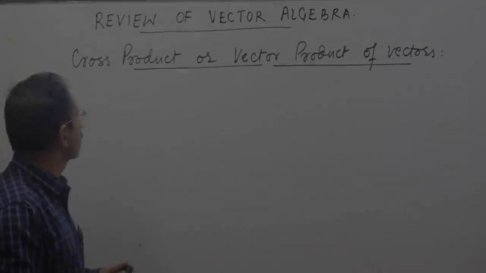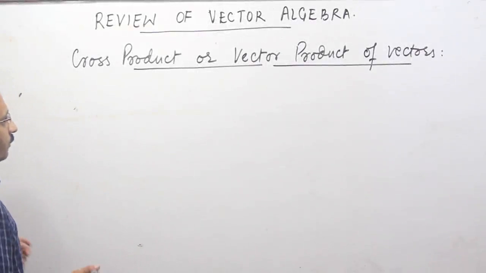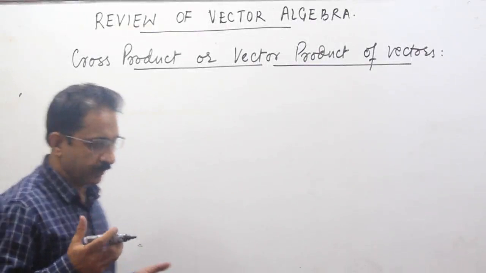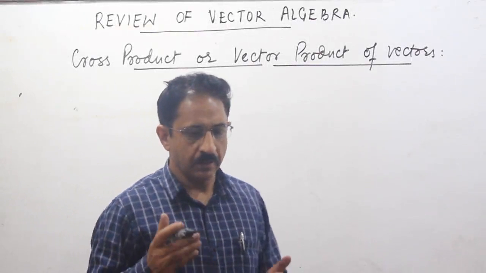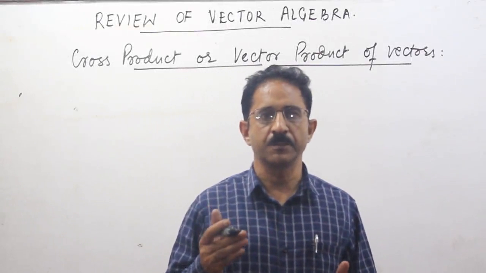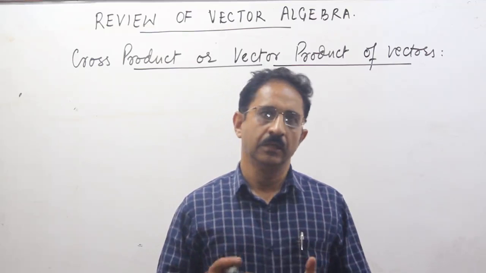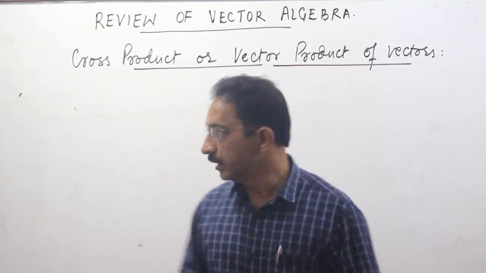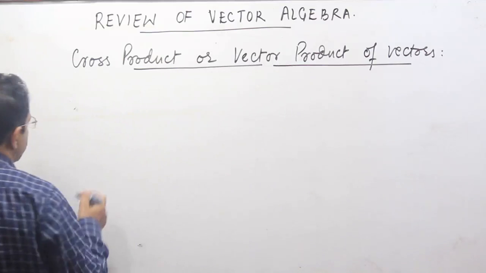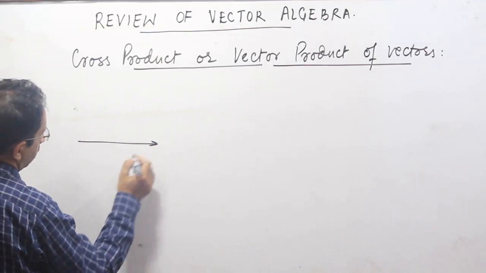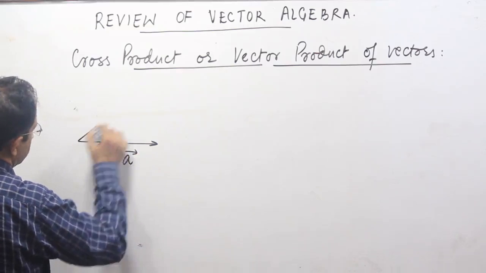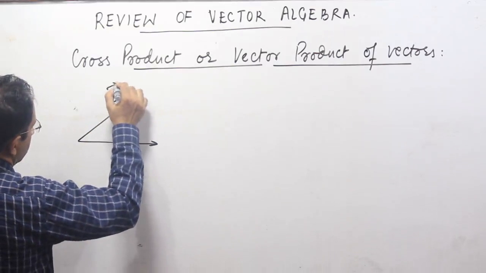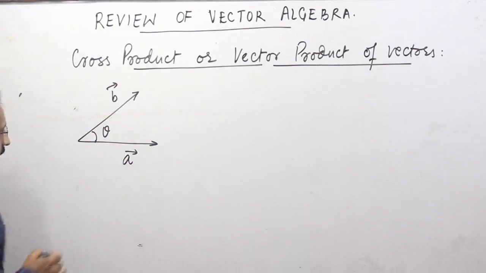Now we take up the cross product or vector product of vectors. तो यहाँ पर हम दो vectors को multiply करते हैं and these vectors are inclined with respect to each other at an angle theta. Theta can be anything between 0 degree to 360 degree. और think of the situation now कि ये हमारे पास एक है vector A, ये हमारे पास है vector B. The angle between them is angle theta.